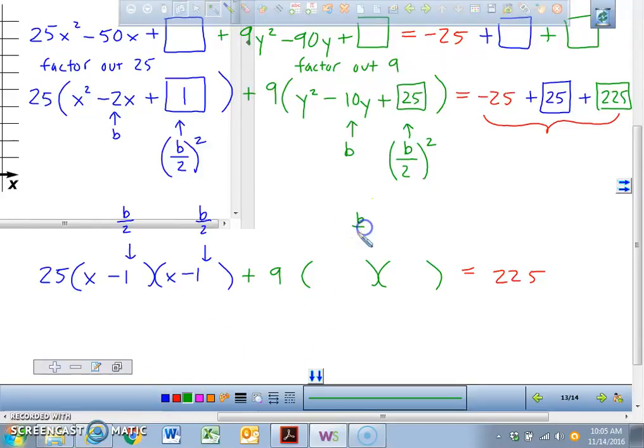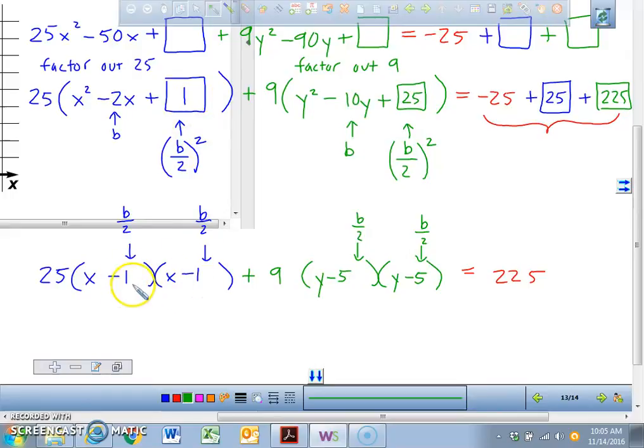Same thing goes for the green. I'm just taking the b value and dividing it by 2. So this becomes y minus 5 and y minus 5. Now here's how it works. Check your answer. Negative 1 plus negative 1 is negative 2. Negative 1 times negative 1 is a positive 1. That's how you can check to make sure you actually factored it correctly.